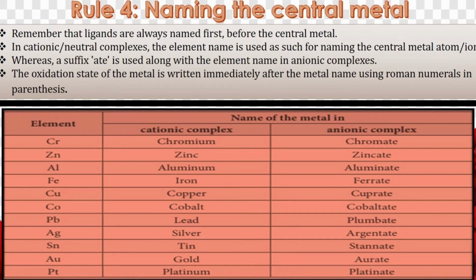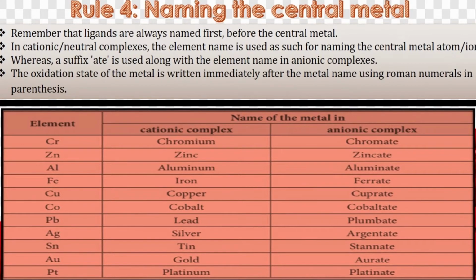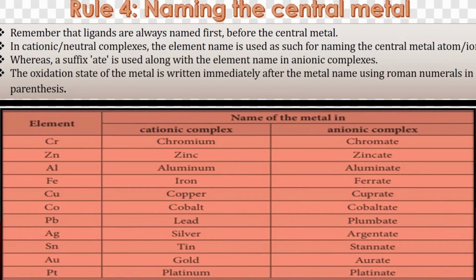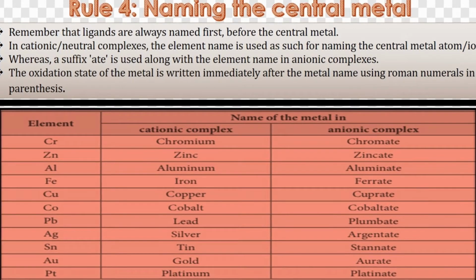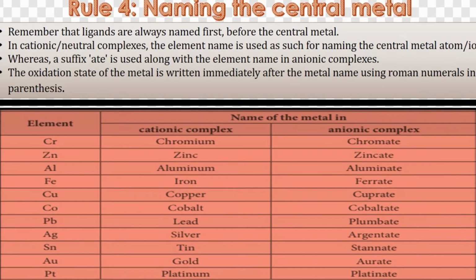Lead will be named plumbate. Silver will be named argentate. Tin will be named stannate. Gold will be named aurate. And platinum will be named platinate. Students, you need to remember all these names. Then only will you be in a position to name the coordination compound.